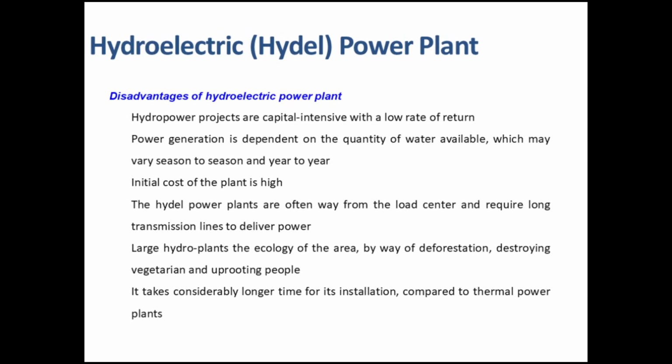Disadvantages of hydroelectric power plant. Hydropower projects are capital intensive with a low rate of return. Power generation is dependent on the quantity of water available, which may vary from season to season and year to year. The initial cost of the plant is high. Hydro power plants are often away from the load center and require long transmission lines to deliver power.